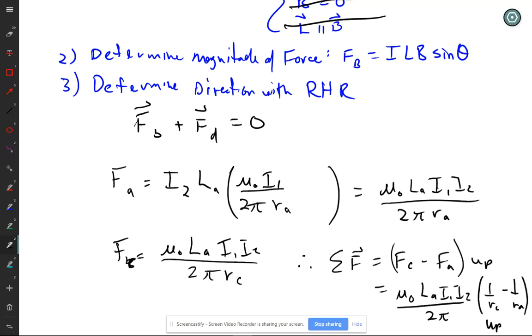So important outcomes here are a wire carrying current in the presence of another wire carrying current is going to make a force.